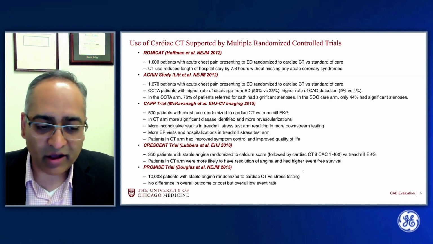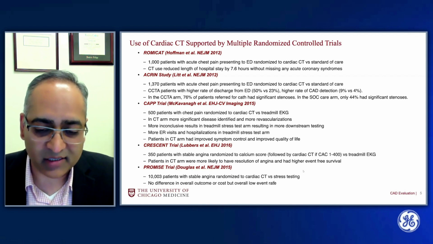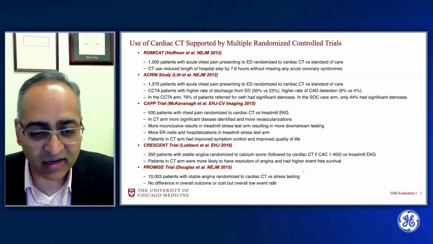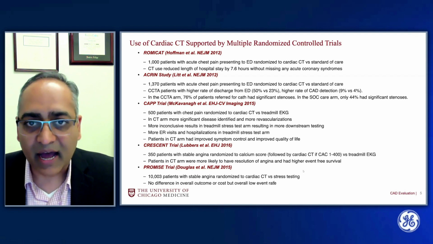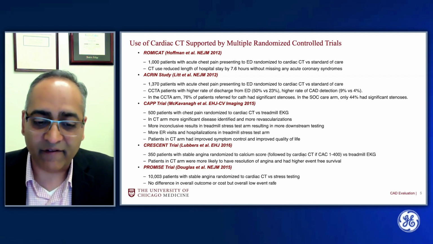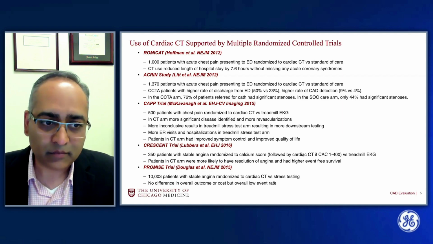The PROMISE trial is over 10,000 patients, and here patients were randomized to stress testing, typically with imaging, versus cardiac CT. And in this trial, there was no significant difference in patient outcomes or costs. However, the cardiac event rate was noted to be fairly low in the PROMISE trial.